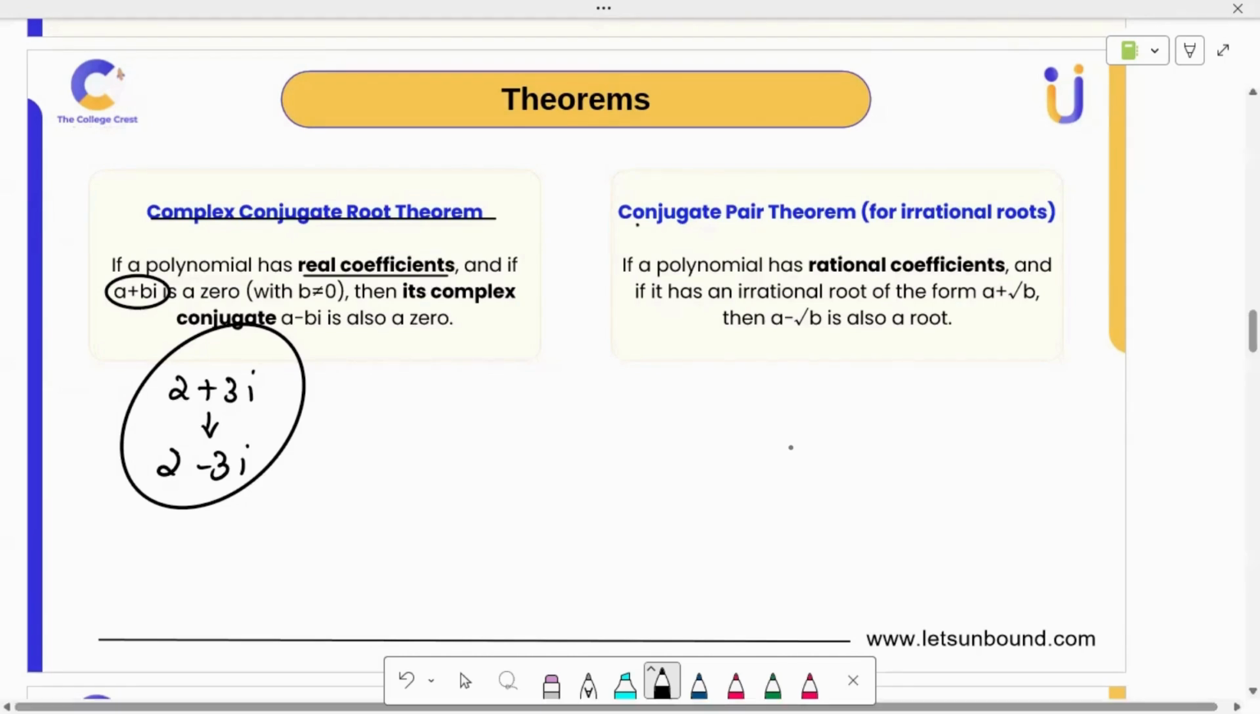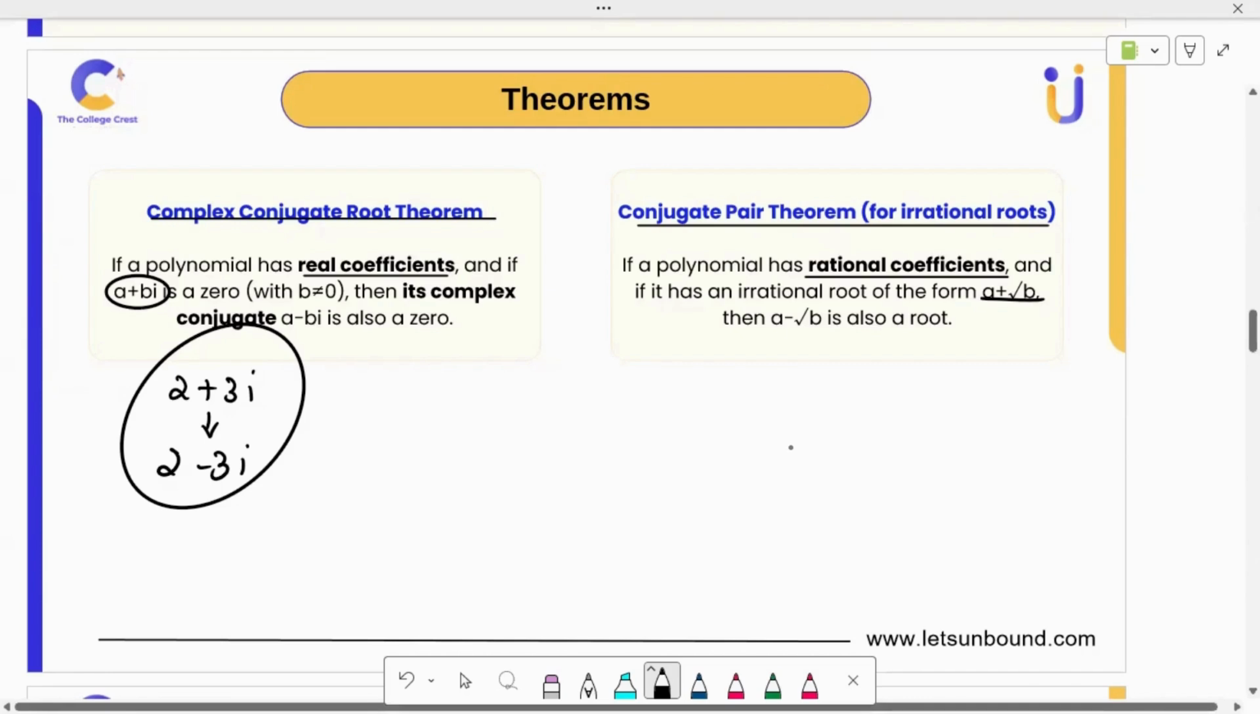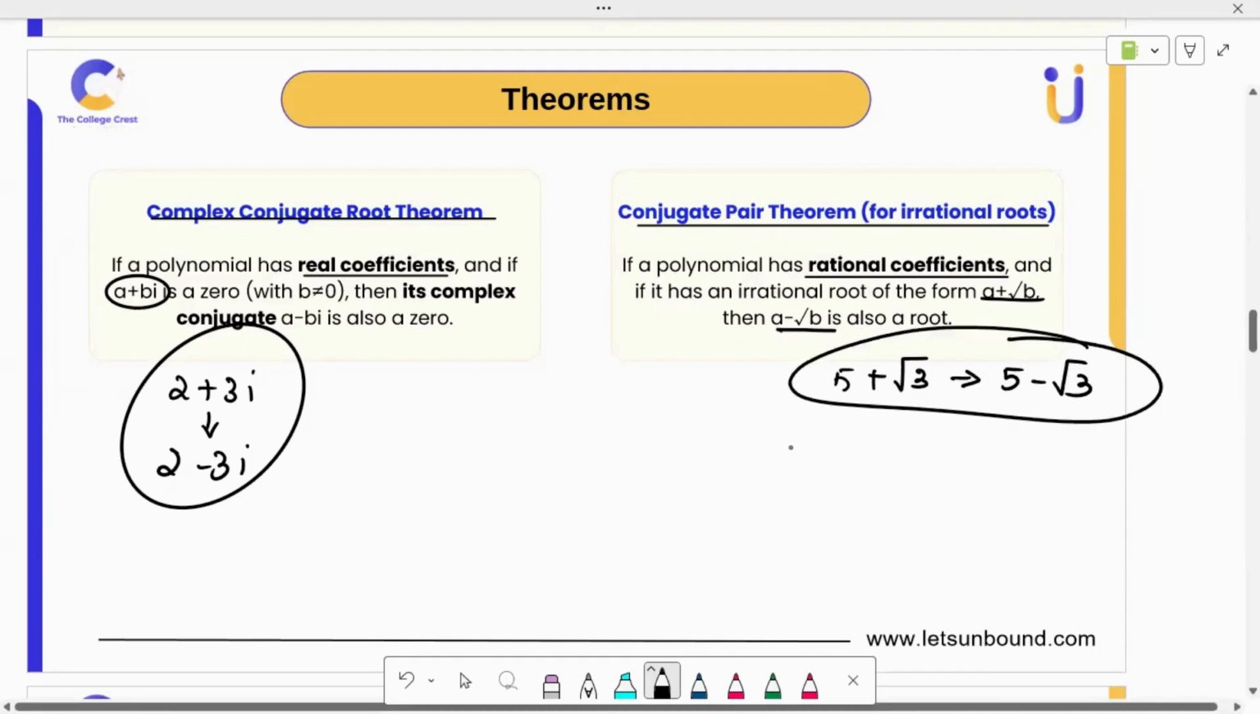Now, the conjugate pair theorem for irrational roots. Irrational means having surds. Same as this, if you have rational coefficients, there will be no irrational numbers involved. If you get an irrational root, something like a plus root b, then for sure a minus root b is also a root. For example, 5 plus root 3 is a root, means 5 minus root 3, its conjugate, will also be there. So irrational roots occur in conjugate pairs, the same as complex roots. Right? Roots and zeros are similar.